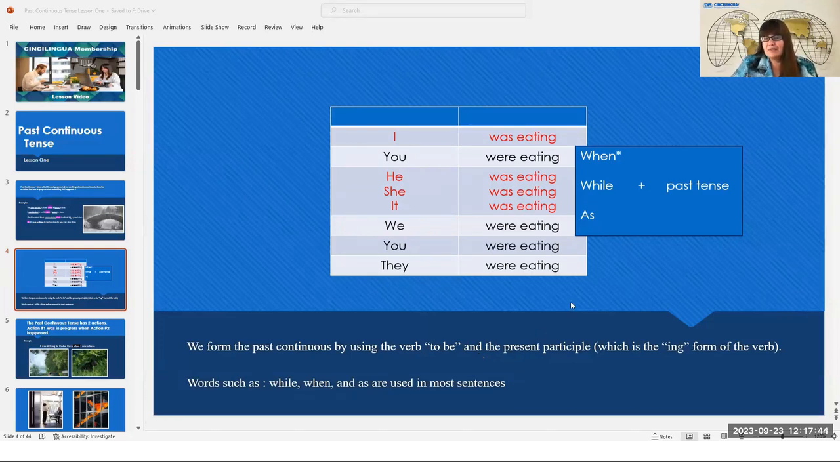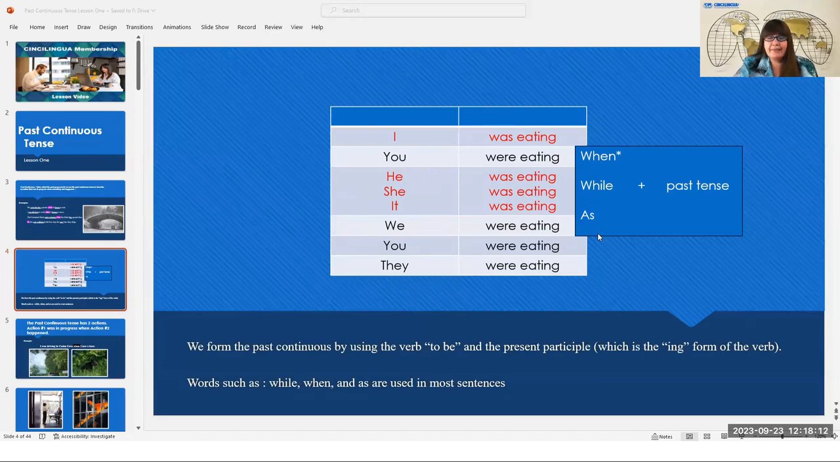In this box, you can see the 3 words that are always used in past continuous tense sentences. We can use when, while, or as, but when is used more often. Some people only use when. We will look at some examples with all 3, but when is the most common.